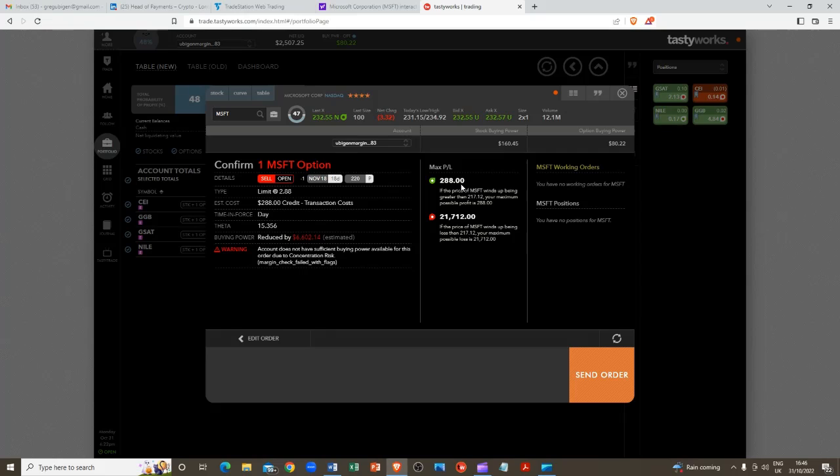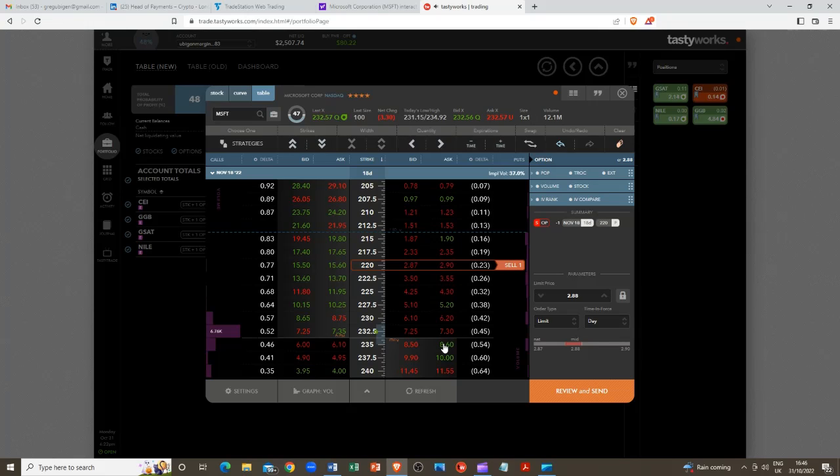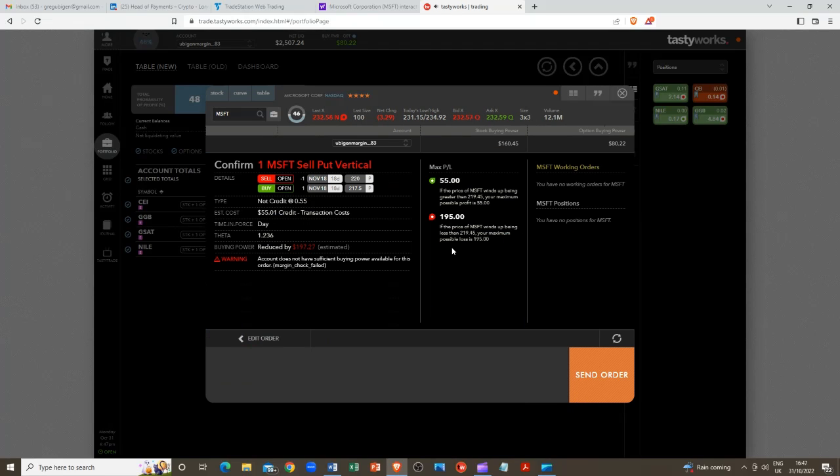$21,712 for a potential return of $288. So this is what you get for selling a put. However, if you go and do a put credit spread, what you're going to do is, in addition to selling the put for $220, you then buy back the next put under, which is the 217.5. So if I click on the buy, and you see what will happen now.